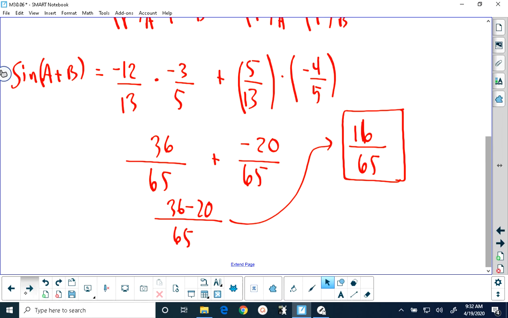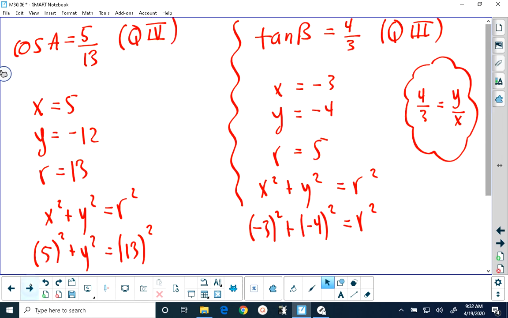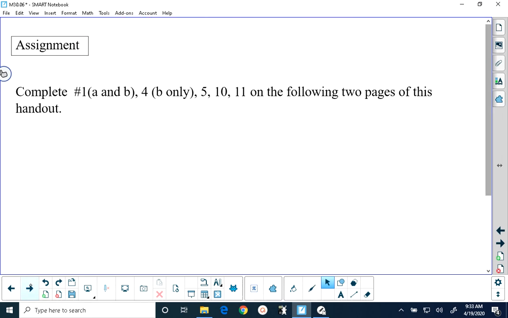Your assignment is attached. Complete 1A, 1B, 4B only, 5, 10, and 11 on the 2 pages that follow this lesson on the handout. You might have to go back and watch some of these parts of the video again and take a look at your notes as you go through this.